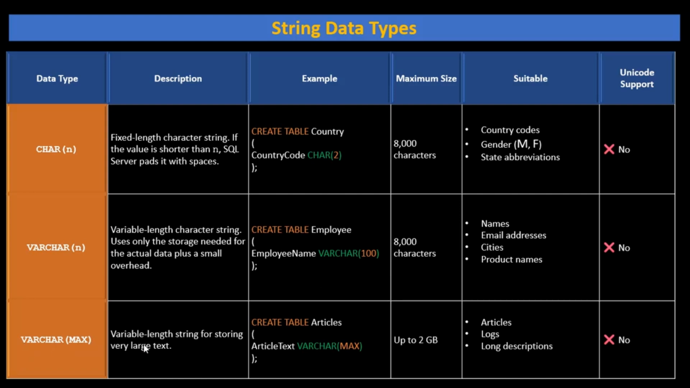The varchar(max) is also a variable length data type. Generally, it is used for storing large amounts of data, meaning information like articles, logs, description, comments, etc. It can hold up to 2 GB data, and it does not support Unicode characters.